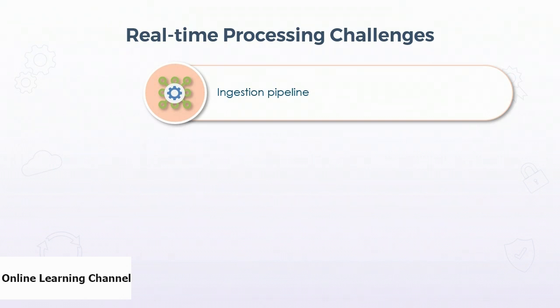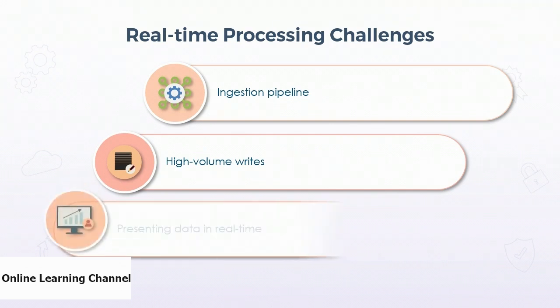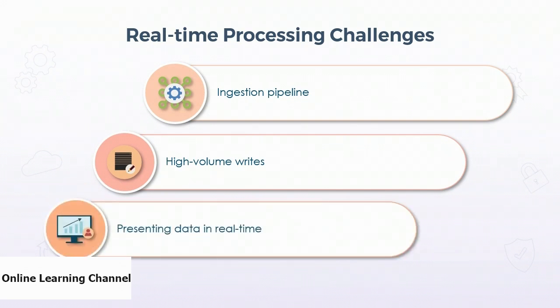Another aspect that affects real-time processing is writing the output of the processing to its destination. Data stores for real-time processing have to be tuned for high-volume writes. The whole goal of this streamlining for speed is to present the results of the processing real-time to the user.